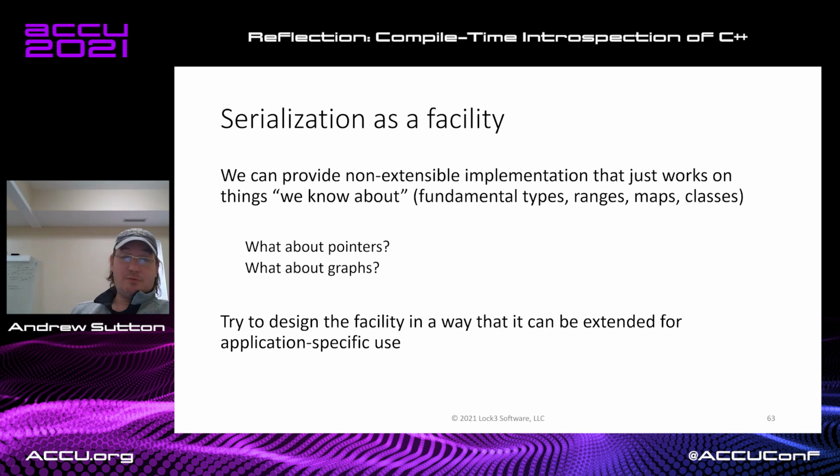So if we want to write serialization, we can do this as a facility. Let's see, we gotta have some requirements. We could provide a non-extensible version, like just a canned serialization of things that we know about: fundamental types, primitive types, bools, ints, ranges, maps, maybe classes. But then we want to be able to handle pointers and graphs and interesting classes that the user provides, like their own custom data structures. We want to be able to provide hooks. If my game were more complex than 3 classes that had no pointers, then I would probably want to be able to customize the serialization facility for those particular types. So we're going to try to design the facility in a way that can be extended for application-specific use.